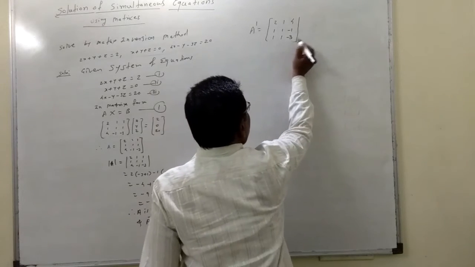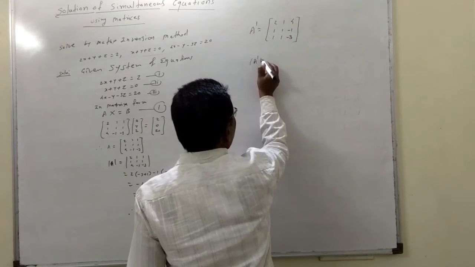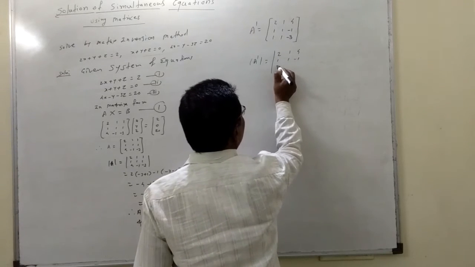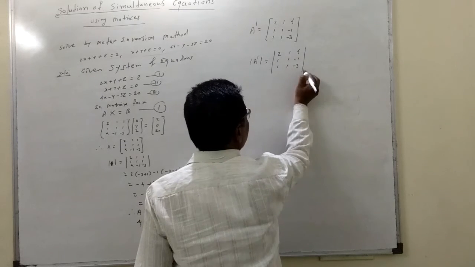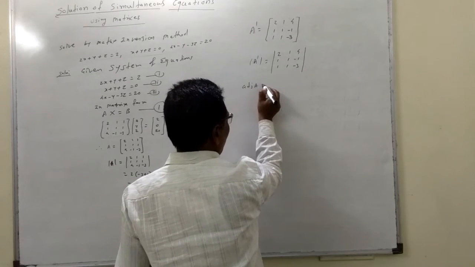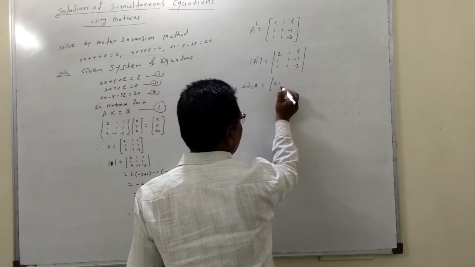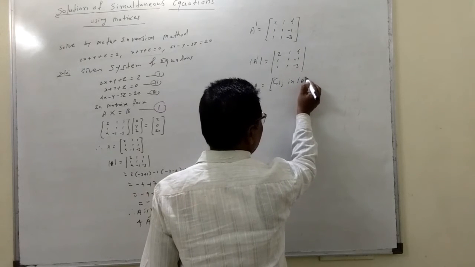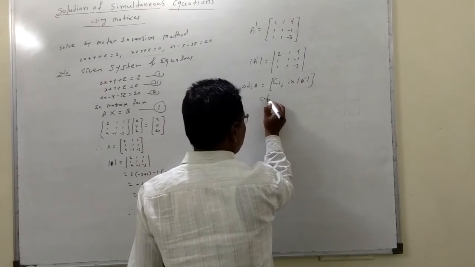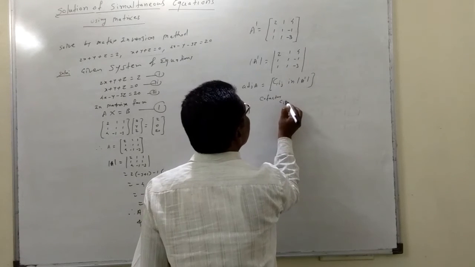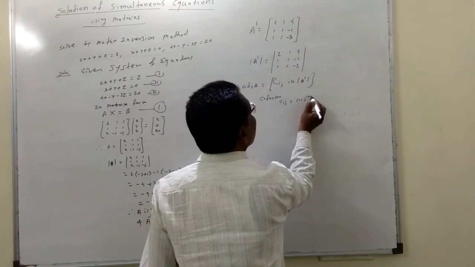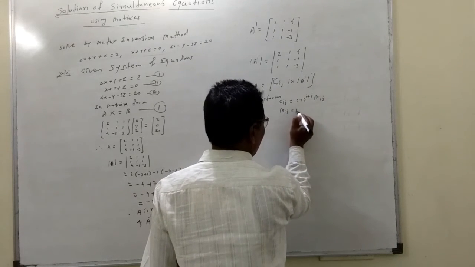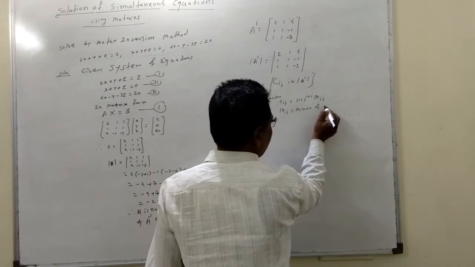Now you write determinant A transpose: determinant 2 1 4, 1 1 minus 1, 1 1 minus 3. Now you write the formula of adjoint. So adjoint A is equal to the matrix of Cij in determinant A transpose. Cofactor Cij is equal to minus 1 raised to i plus j into Mij, where Mij is the minor of Aij.